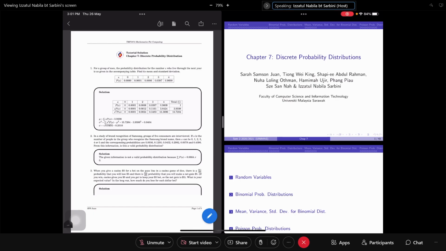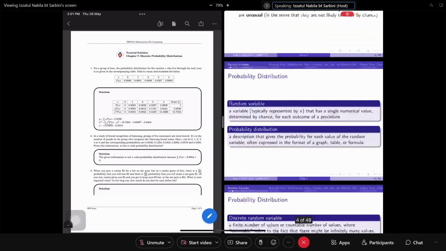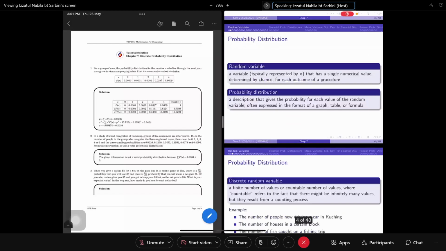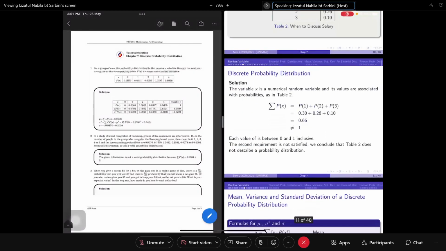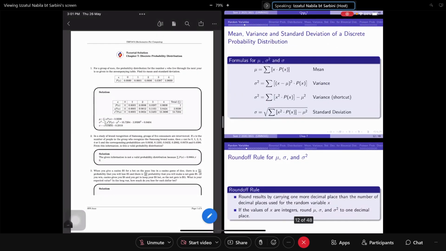The first question: for a group of men, the probability distribution for the number X who live through the next year is given in this table. Find its mean and standard deviation. When you look at the lecture notes, these are the formulas to calculate the mean, the variance, and the standard deviation of a probability distribution.